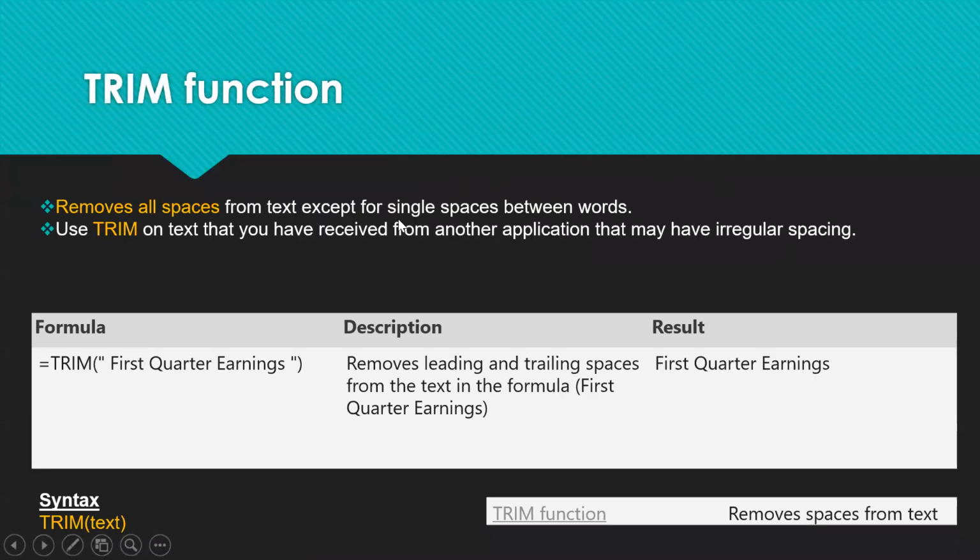There is something called TRIM. It removes all spaces from a text except for single spaces between words. Use TRIM on text that you have received from another application that may have irregular spacing. Let's say there is a text starting with two spaces, then first quarter earnings. If you see here, there is a space here.